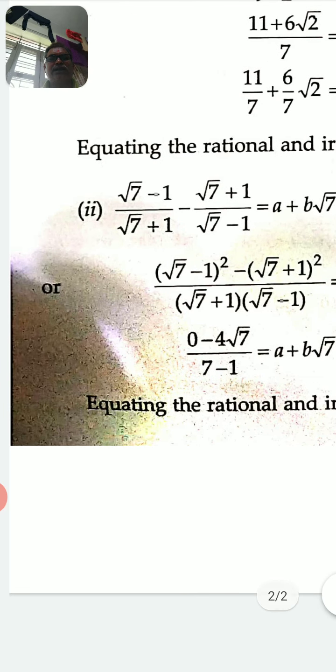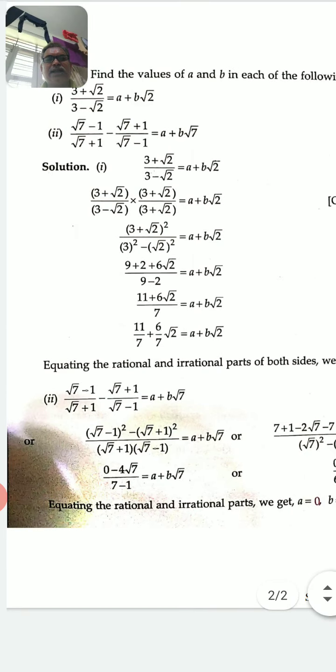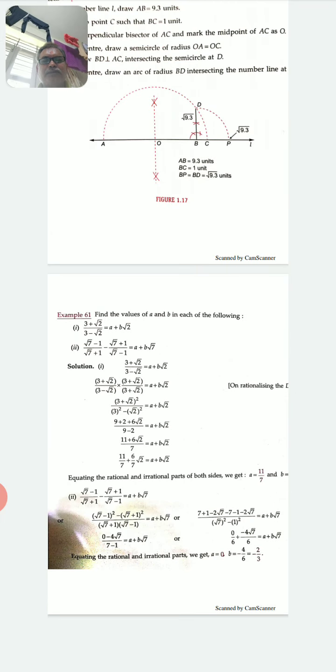So two examples related to rationalizing the denominator of higher order thinking skills we have seen.